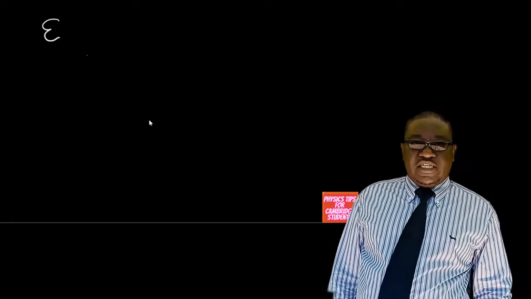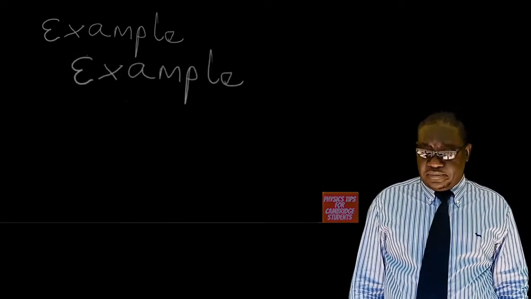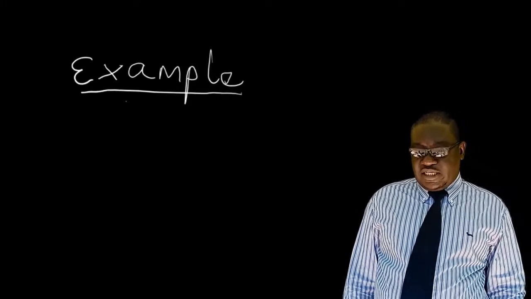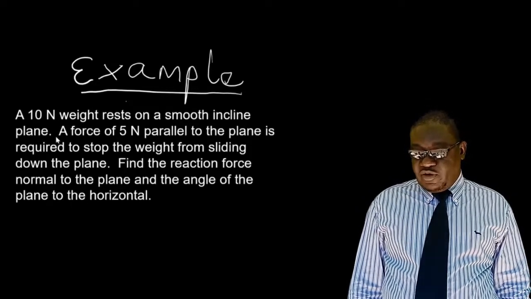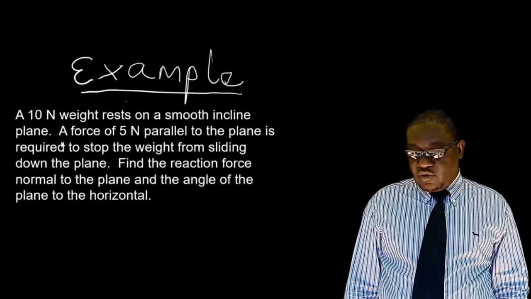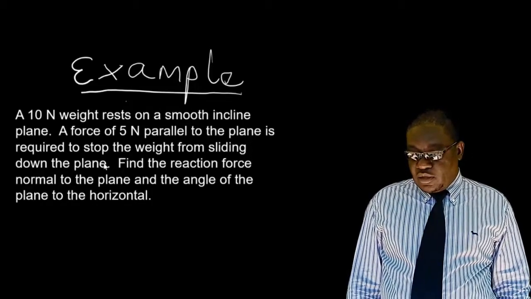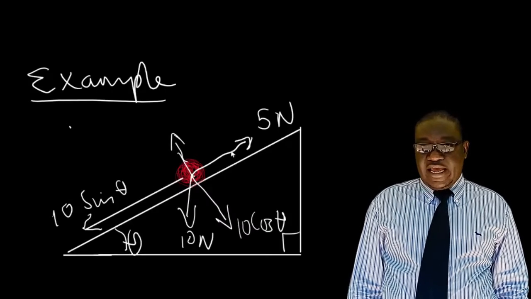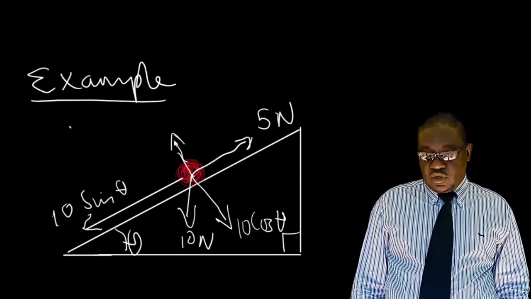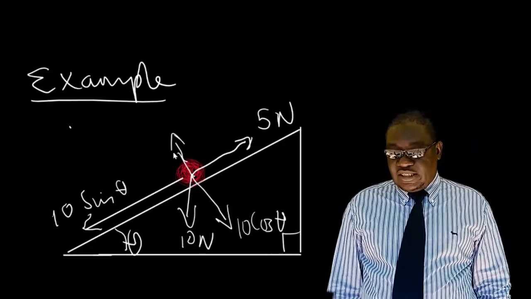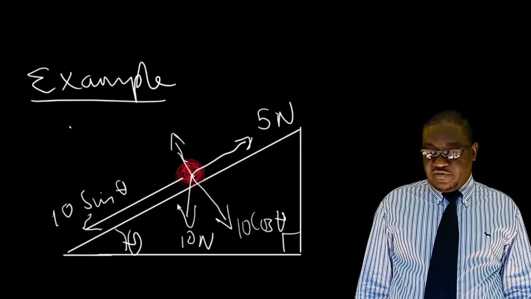Now, I'm going to work out an example to show the application of what you've just learned. The question reads: a 10 Newton weight rests on a smooth inclined plane. A force of 5 Newtons parallel to the plane is required to stop the weight from sliding down. We want to find the angle theta as well as the reaction force R. So the diagram shows this inclined plane with the forces and the components of the weight.